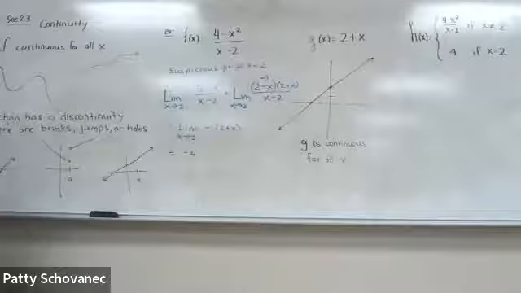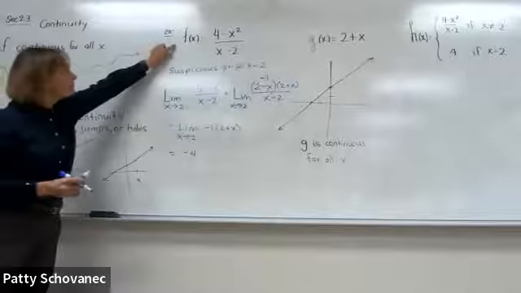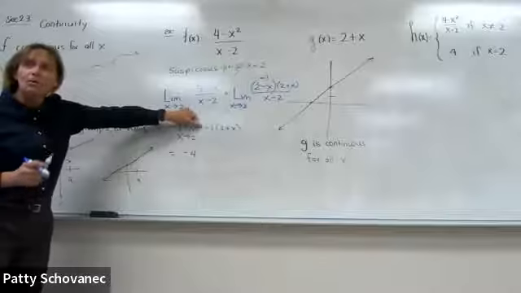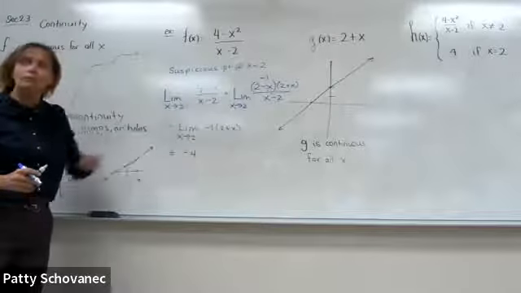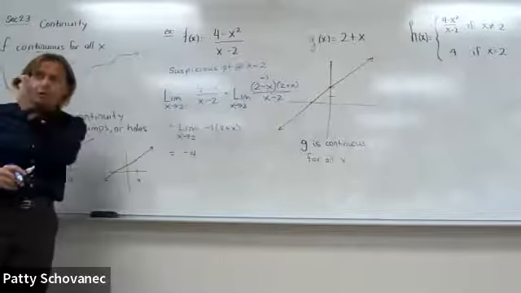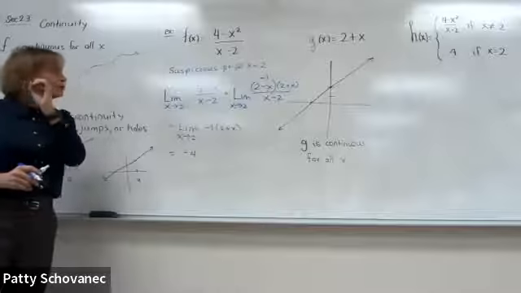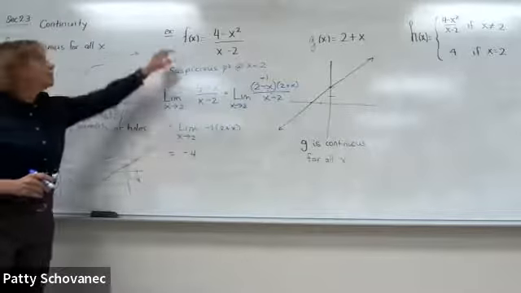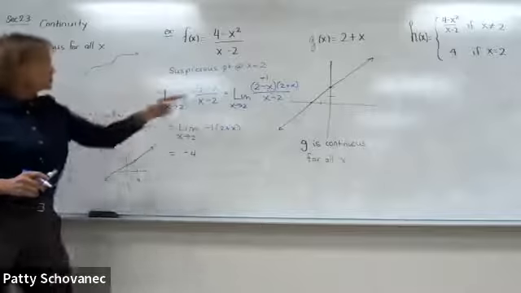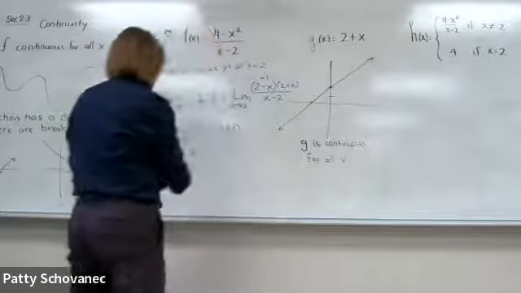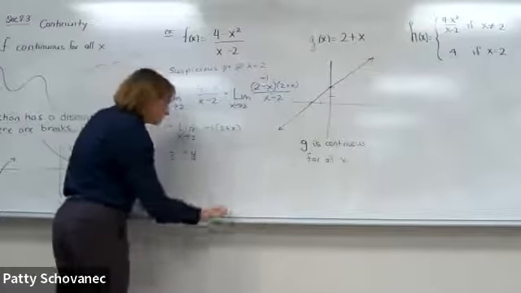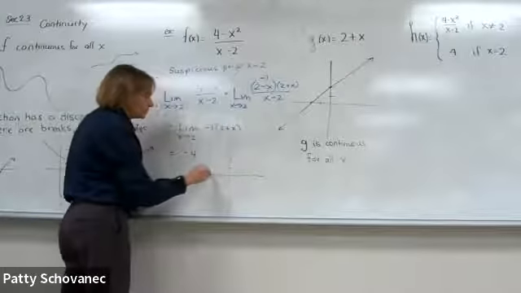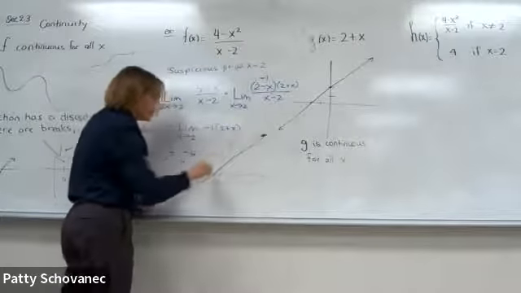What that is telling me is this graph looks exactly like this graph, except at the ordered pair 2, negative 4. There's a hole in it. The ordered pair 2, negative 4 is only something I can get close to but not hit. So it's that same graph, the exact same graph.